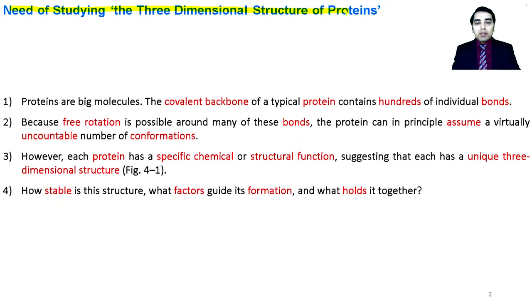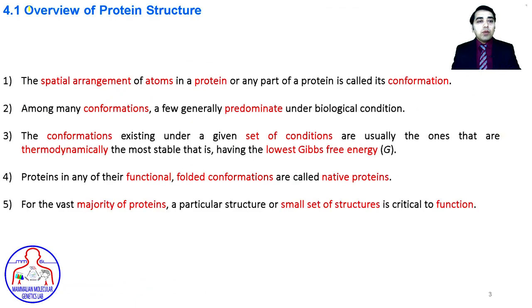Need of studying the three-dimensional structure of proteins. We already know that proteins are big macromolecules. They have a covalent backbone containing hundreds of covalent bonds. Because free rotation is possible around many of those bonds, a protein can assume an uncountable number of conformations. Depending upon the chemical structure and the function, a protein must have a unique three-dimensional structure to perform its function. How a protein obtains the unique three-dimensional structure and how this structure is maintained will be taught in this chapter.